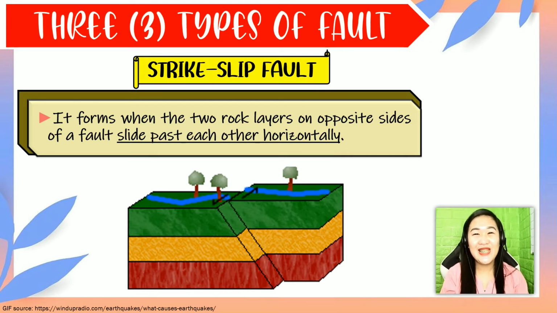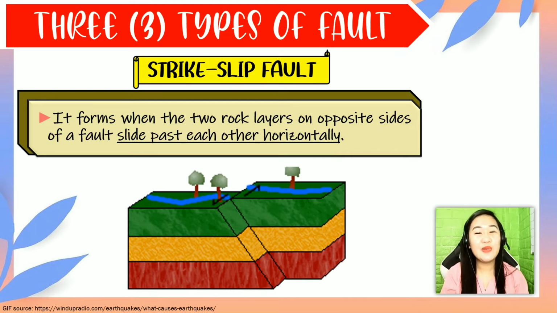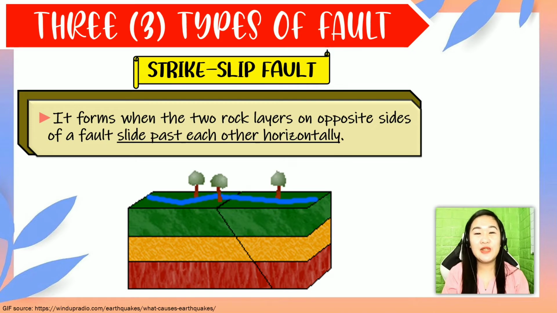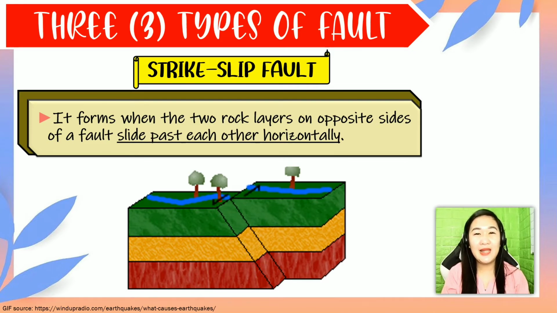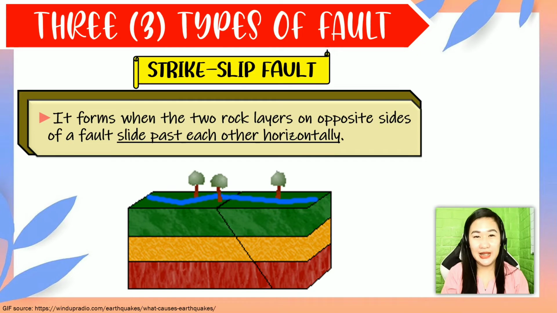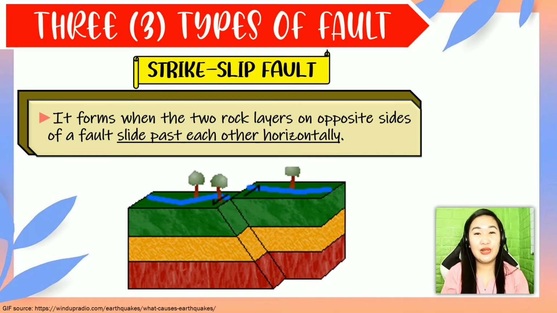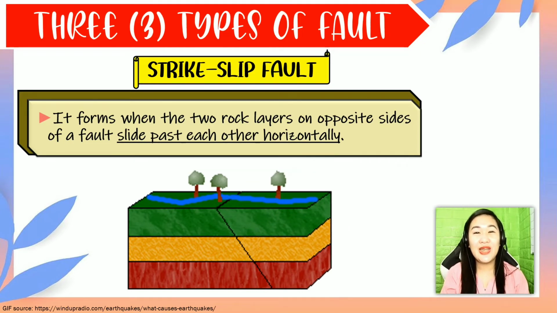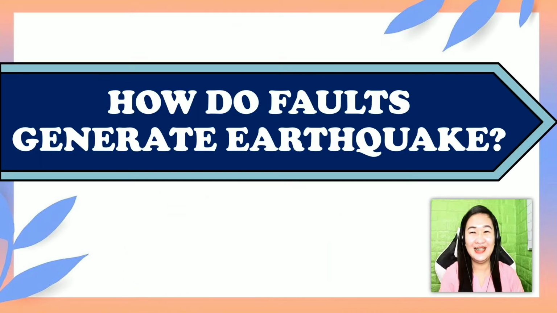Lastly, strike-slip fault. It forms when two rock layers on opposite sides of a fault slide past each other horizontally. This fault motion is caused by shearing forces. Now, the question is, how do faults generate earthquakes? To answer this, let us perform another activity.